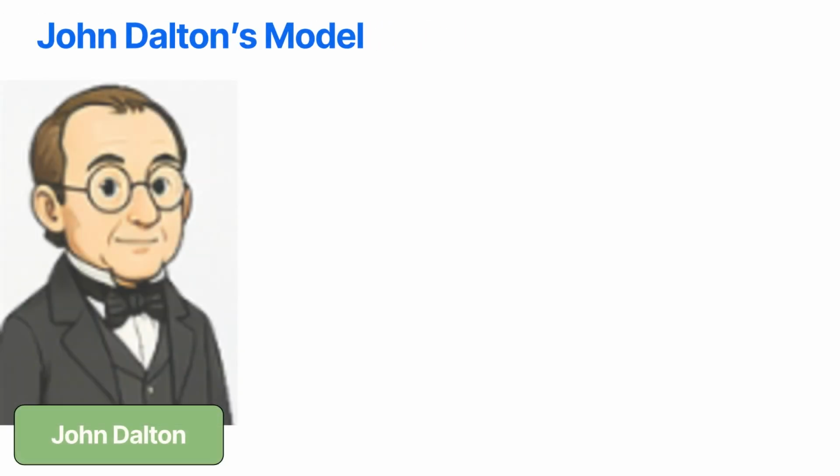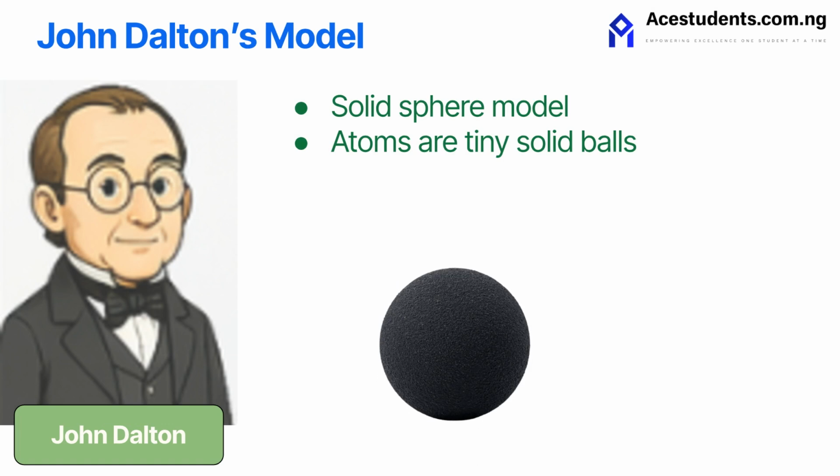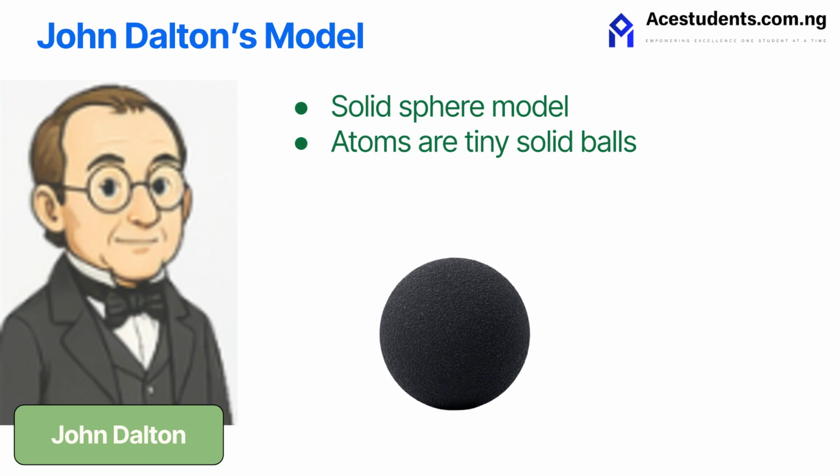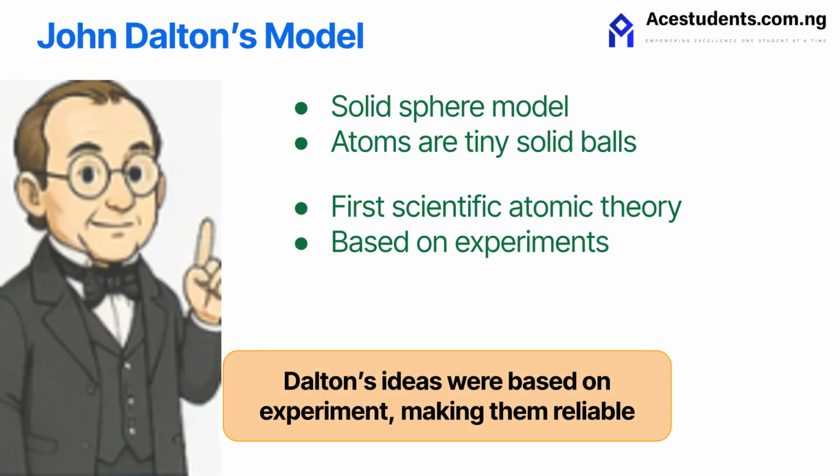Dalton developed the first scientific atomic theory. His model, the solid sphere model, proposed that atoms are tiny solid balls and that each element has its own type of atom. Dalton's ideas were revolutionary because they were based on experiments, making his model the first reliable scientific atomic theory.